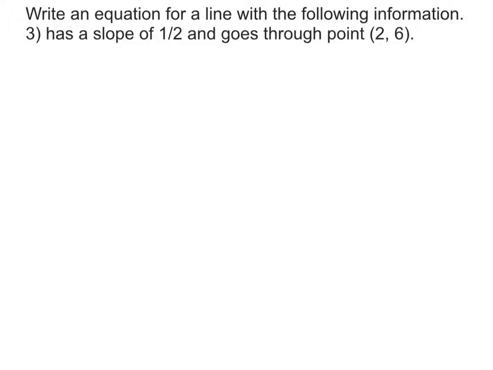Let's try another one. Here in number 3, this line has a slope of 1/2 and goes through the point (2, 6). So once again, we're going to look at y equals mx plus b. And if I draw myself a sketch of this, I'm going to make this a little bit more accurate this time. And here's the point (2, 6).